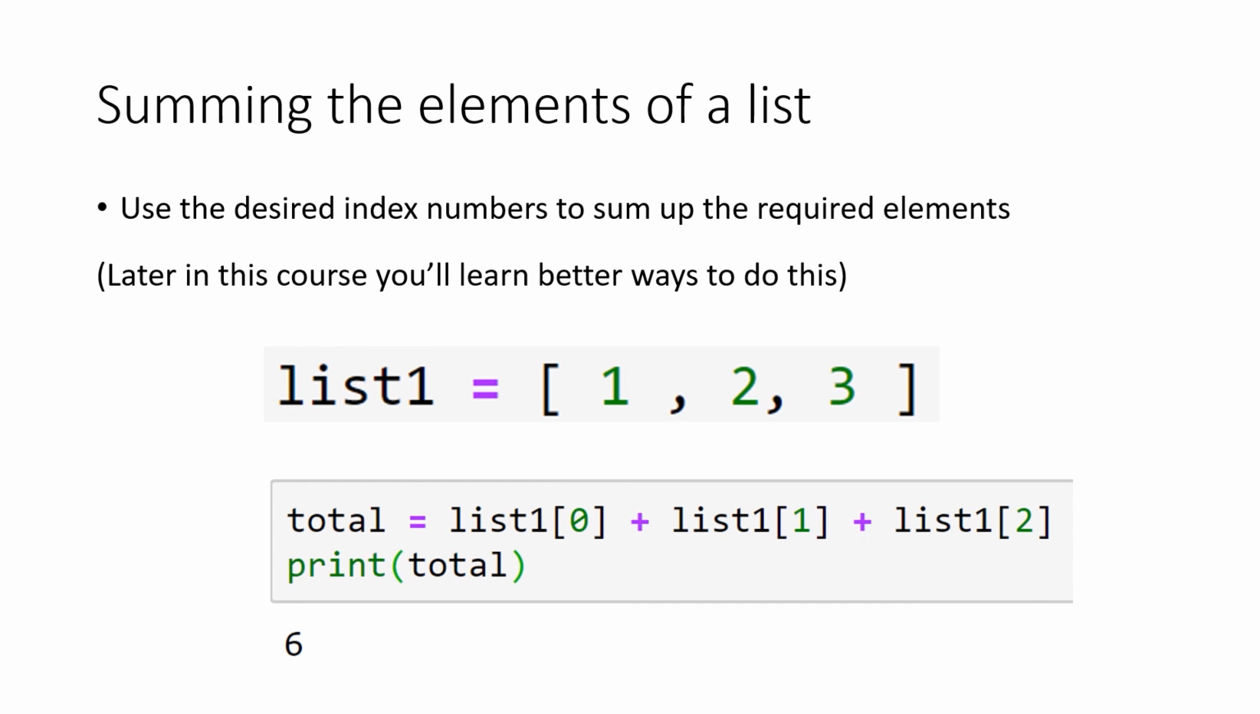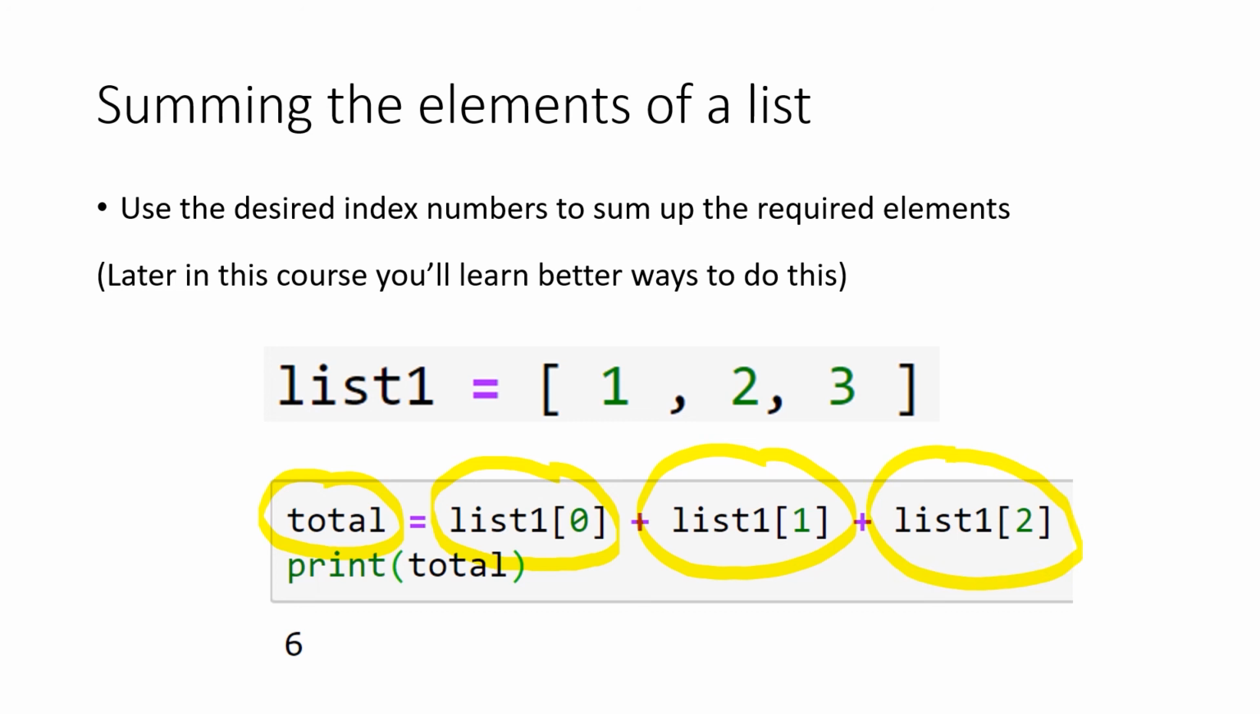So if we want to sum up individual elements together to a new, let's say, total, we can easily do this by first creating a new variable, which is total, and then we add the first element, the second element, and the third element together. We just do that by calling first the list name and afterwards the index number of our desired element. If we print it out, we get our new total, which is in this case 6.